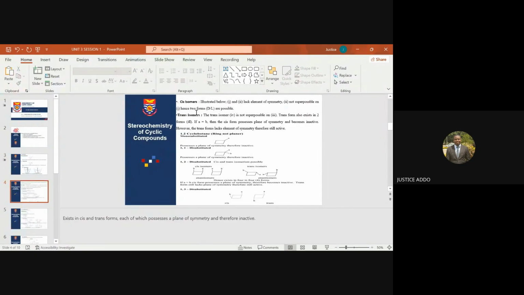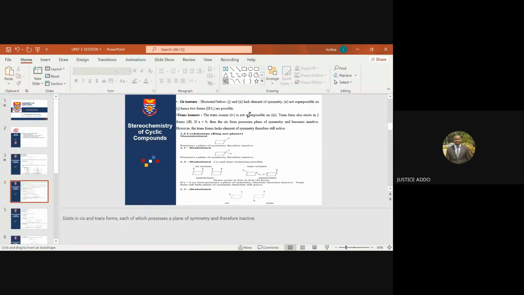Now the cis isomer, which we are considering as I and II, they lack elements of symmetry. They lack what? Elements of symmetry. Meaning there's no plane of symmetry and there's no line of symmetry. For that reason, they are not superimposable and hence they are optically active. If they are optically active, then it means that two different forms are possible. So the cis isomer produces what? Two possible compounds.